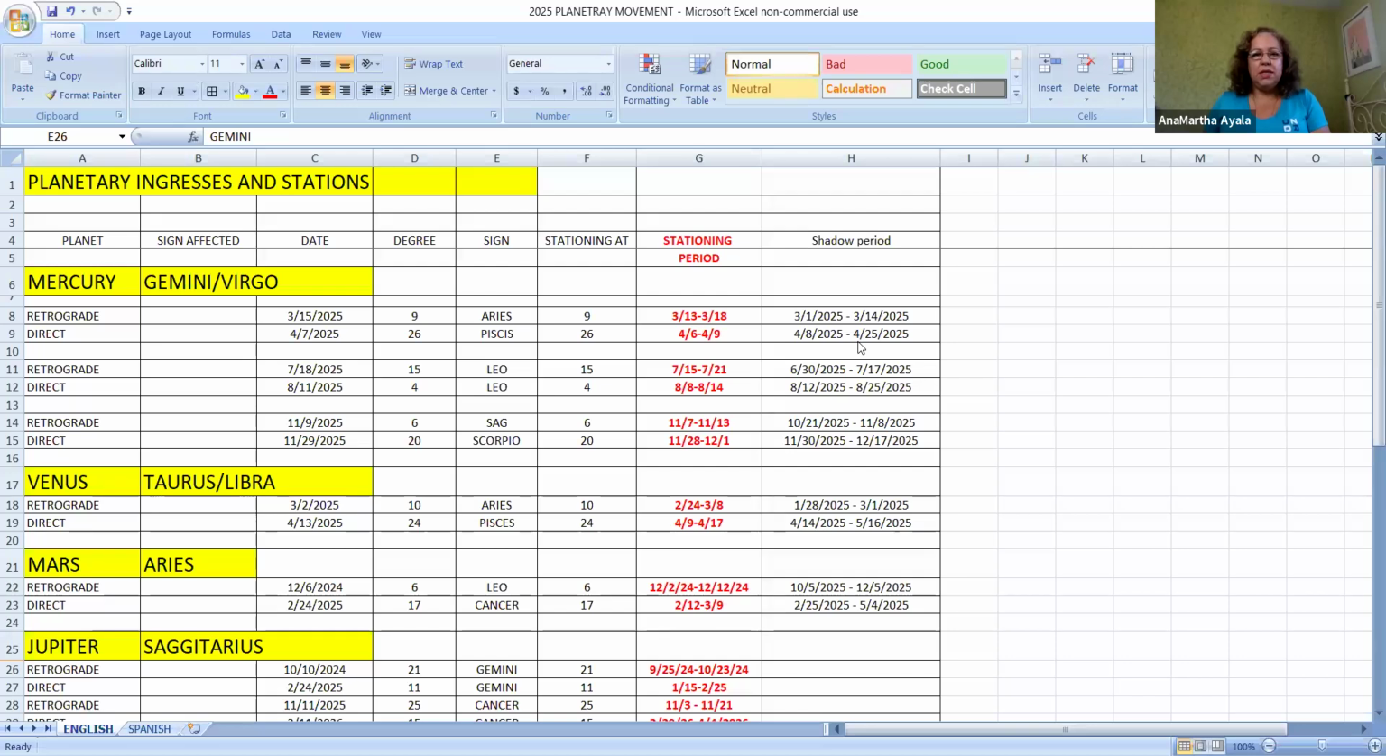So what I want you to consider is the pre-shadow. I'll give you an example. When you're driving a car and you see a red light, you start to brake, right? Until you get to a stop at the light. So this pre-shadow is the planet slowing down or braking until it stops, which is the stationing period. And the post-shadow is if you are just standing there at the red light with your car.